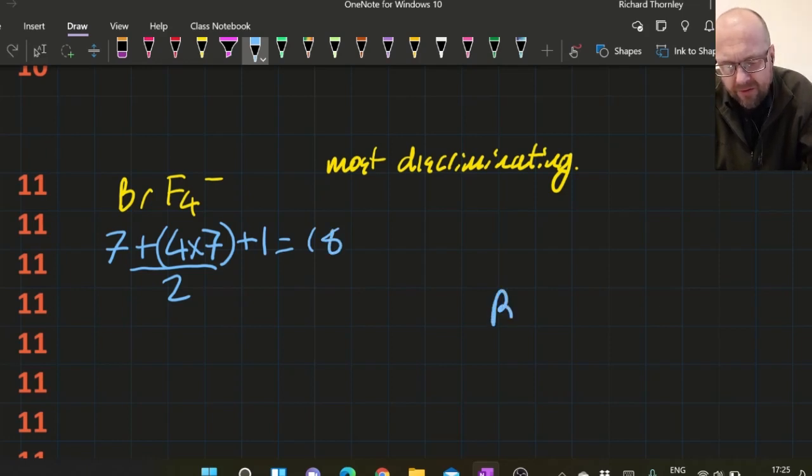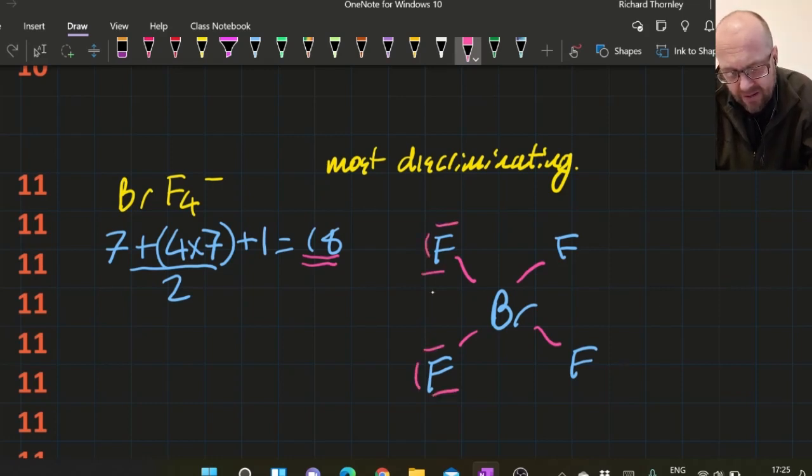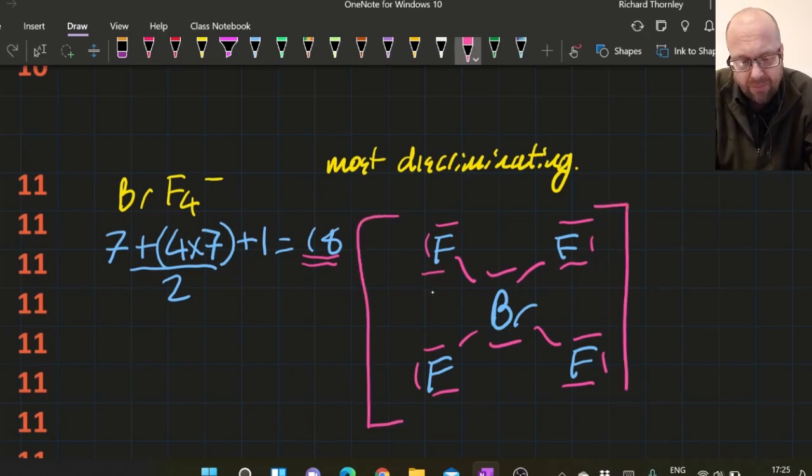Bromine goes in the middle because it's first, BrF4 minus. And I'm going to space the fluorines evenly around. Join them up. And I've got 14 more lines to go. 14 more electron pairs. I started with 18. I've accounted for 4. So 4, 5, 6, 7, 8, 9, 10, 11, 12, 13, 14, 15, 16. 2 more to go. 17, 18. That's trigonal planar. No, so that's square planar, isn't it?